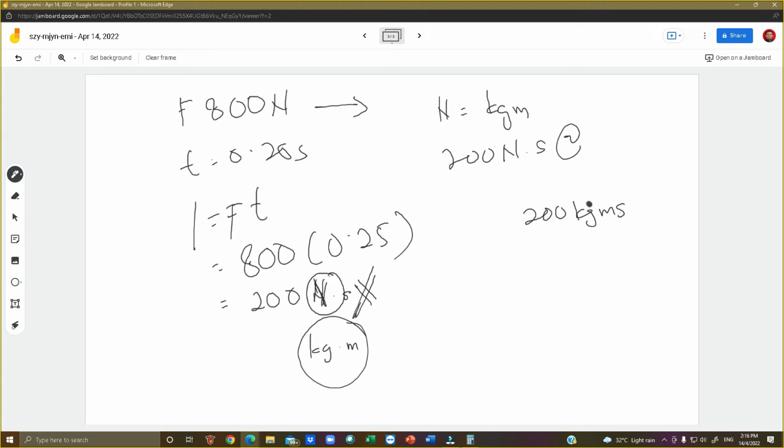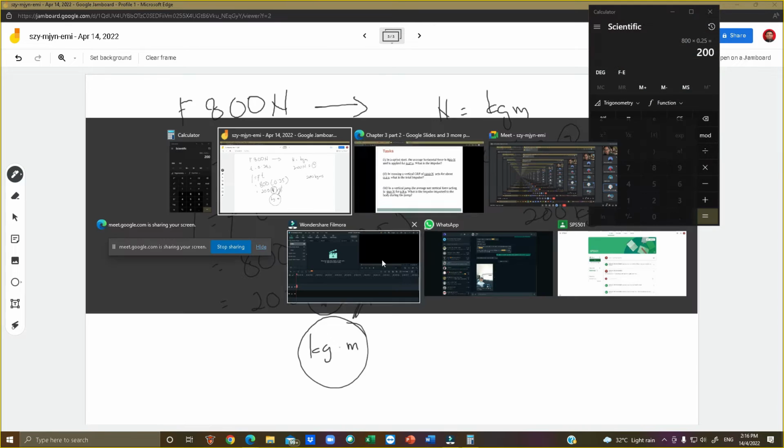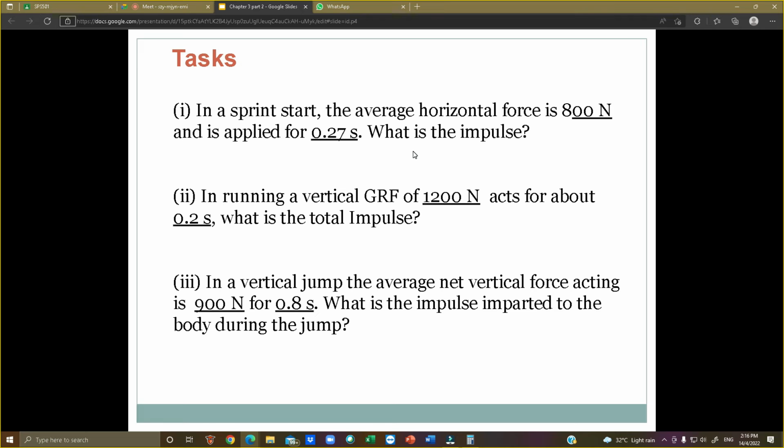Newton is kgm. Okay, kg and m. Okay, ni unit je lah. Tapi kalau lupa sakit kepala, tengok je lah unit yang atas tu. Kalau F dia N, T dia S, and S lah unit dia. Alright, so that will be the first one. Is it true? Is it true?